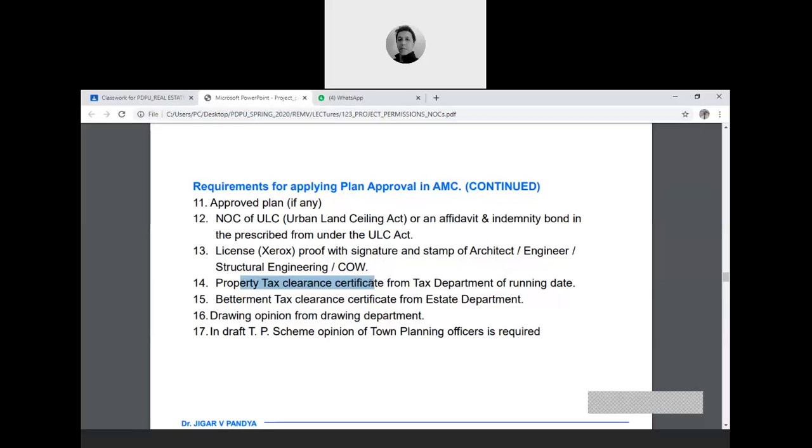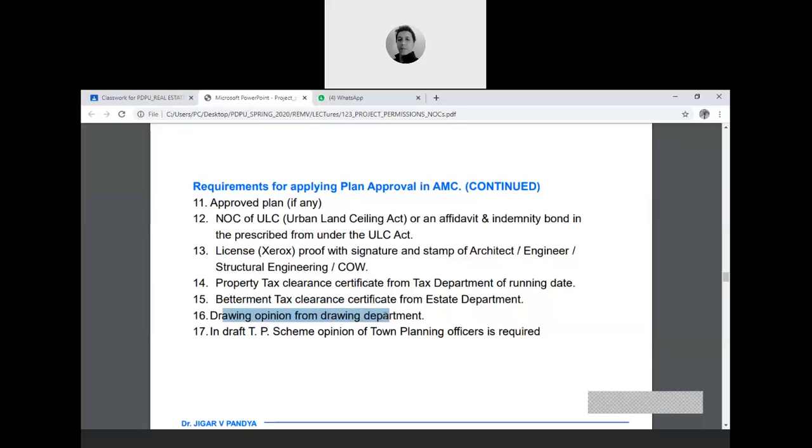Then there is a property tax clearance certificate from the tax department. If there is any pending property tax on the particular property you are constructing, that needs to be cleared before you get the clearance certificate. The betterment tax or betterment charge is as per the town planning scheme, the form F. So that you need to clear and get a certificate.